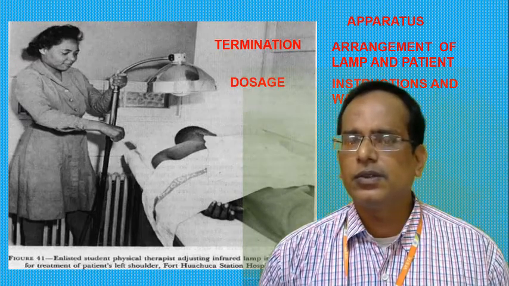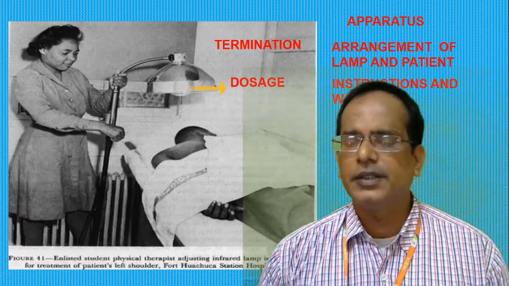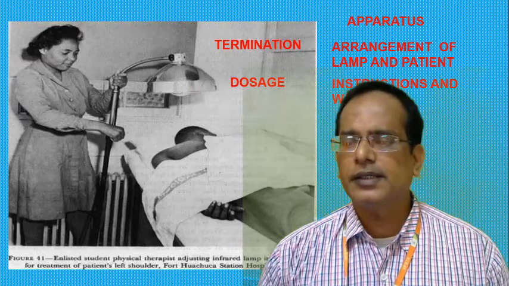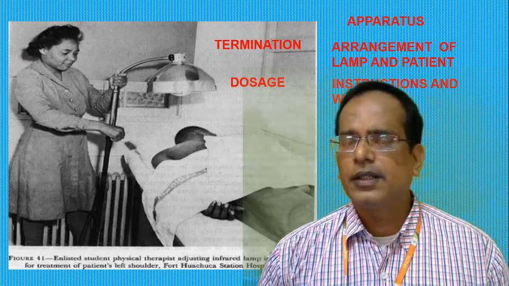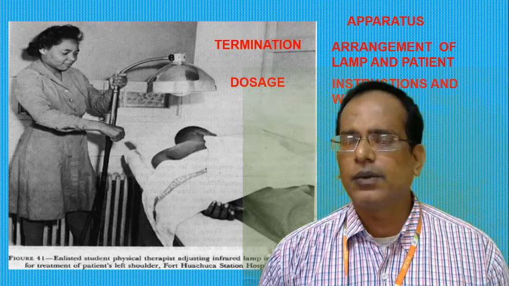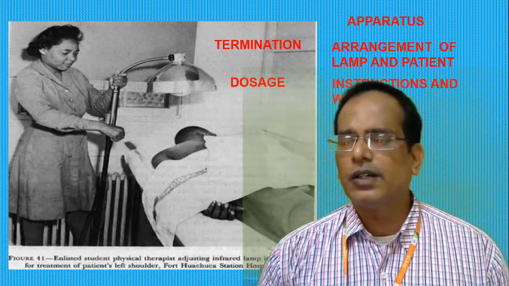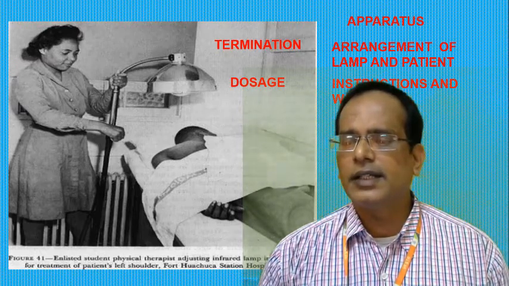Another one, dosage. Dosage is also very important for this treatment. For acute cases, irradiation with infrared rays can be given for 10 to 15 minutes, daily 1 to 3 times as per the requirement given by the physiotherapist. For chronic cases, treatment up to 30 minutes can be given, or on alternate days.